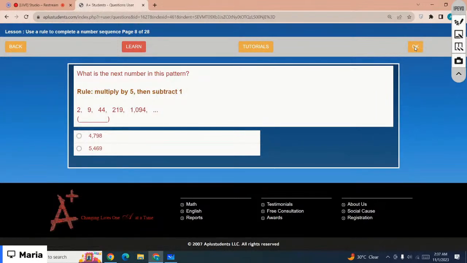Okay, what is the next number in the pattern? 1094 multiply by 5 and then subtract 1. So which is the next number in the sequence? You have to multiply the last number by 5 and then you have to subtract 1. So that we need to do 1094 times 5 minus 1. So which is the correct option? The correct option is 5,469.